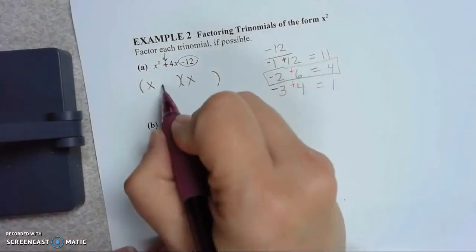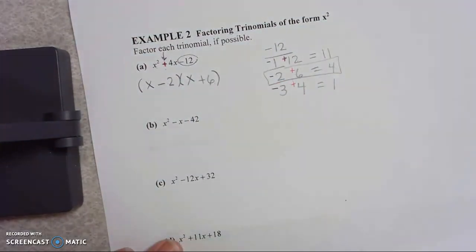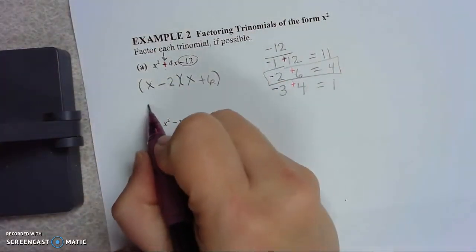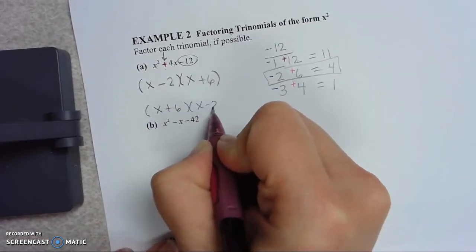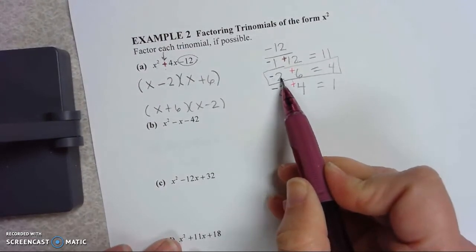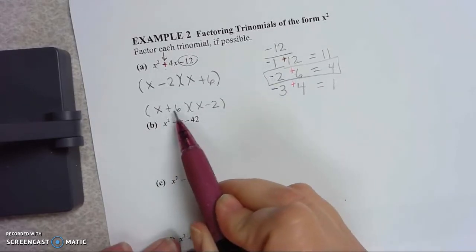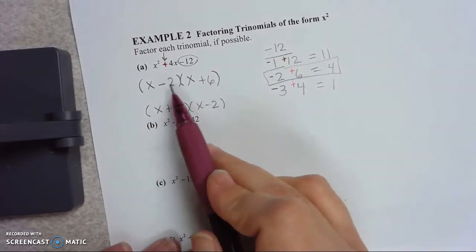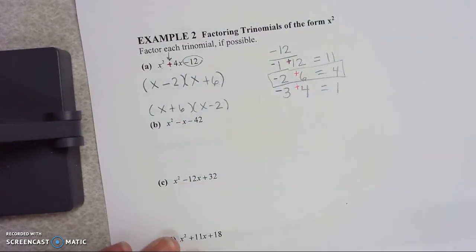So I'm going to come in here and say minus 2 plus 6. Now it doesn't matter if you write the plus 6 first and the minus 2 second. What matters is that the minus is in front of 2 and the plus is in front of 6. It doesn't matter if you put plus 6 minus 2 or minus 2 plus 6. What matters is that the plus and the minus are in front of the correct number.